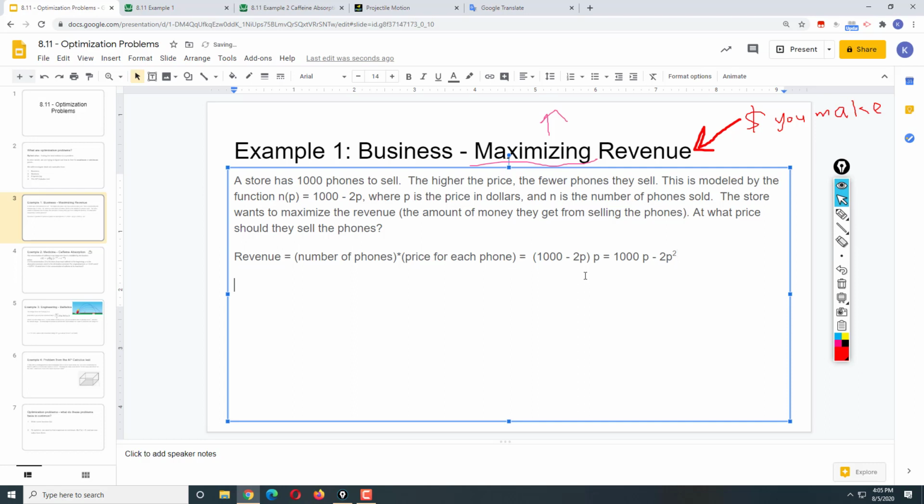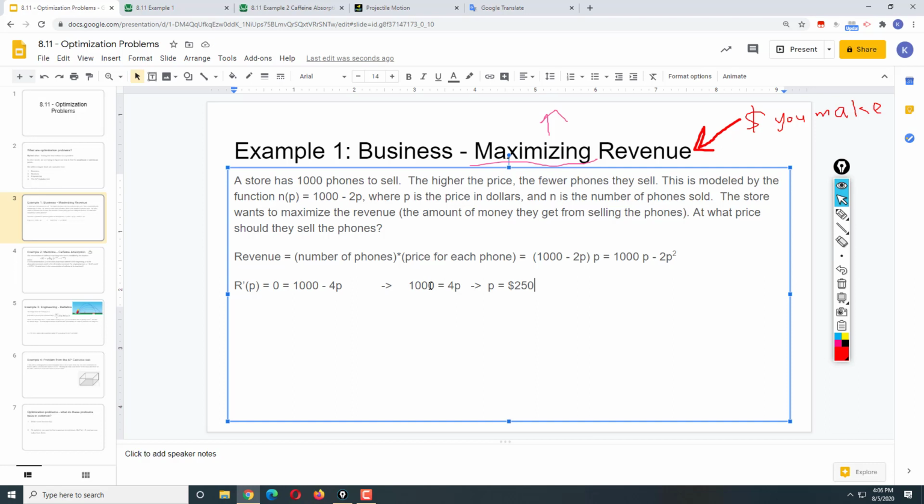We know that at a maximum point, the derivative is equal to 0, and the derivative of 1,000p is 1,000. The derivative of minus 2p squared is minus 4p. So 1,000 minus 4p is 0. That means that 1,000 equals 4p, and so p equals 250. So we know that the best price to sell the phone is at $250.